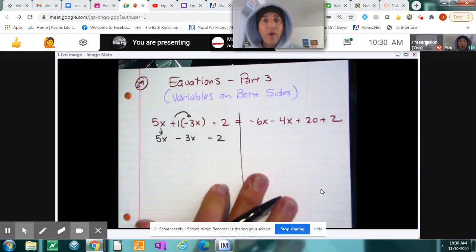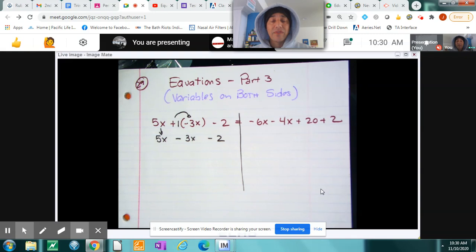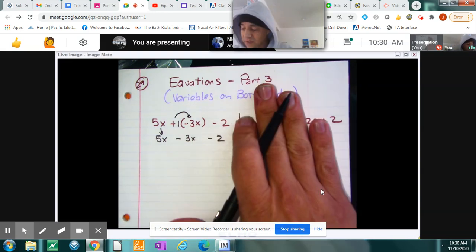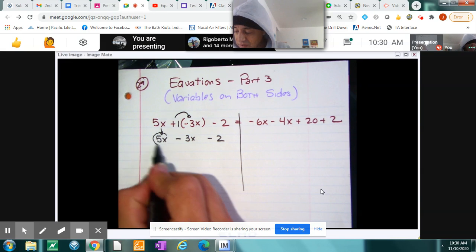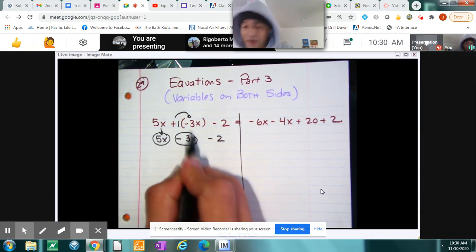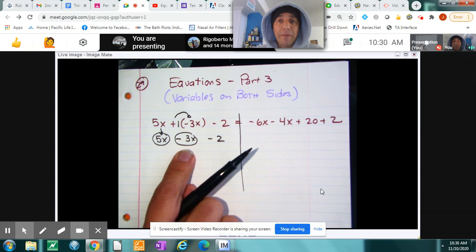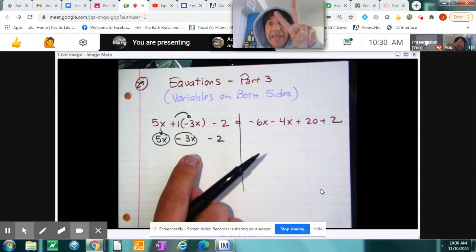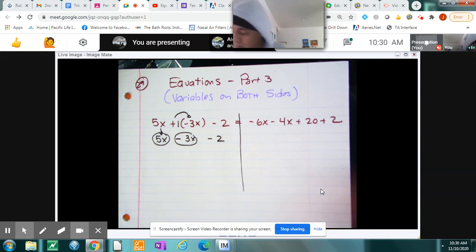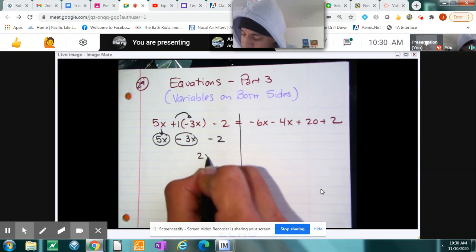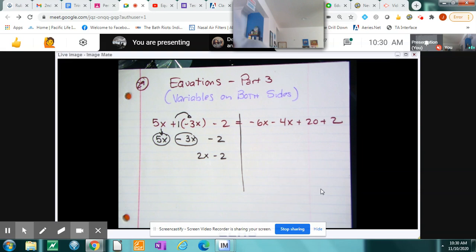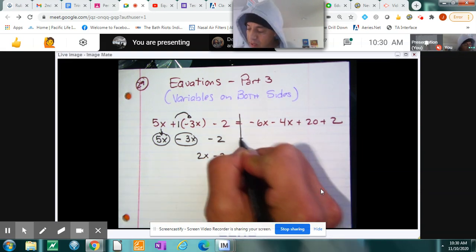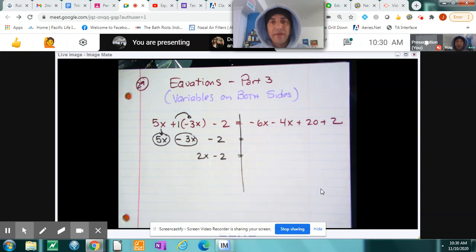Now, what can I combine here? Combine like terms, yeah? Which terms? On the left side, remember, we're covering this. So 5x, now it's a negative 3x, but it could also be minus 3x. So what's 5x take away 3x? Bam, 2x. Yeah, 2x minus 2. Got that? So now I'm going to put an equal sign right there.